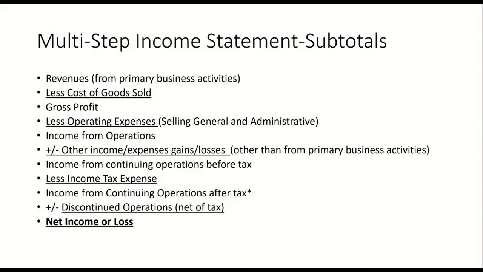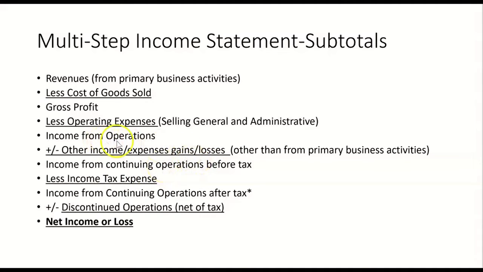So on the exam, you've got to be familiar with the multi-step income statement format, where there's a lot of subtotals. The first subtotal you see here is after revenues less cost of goods sold, there's a gross profit subtotal. Then after you subtract operating expenses from gross profit, there's an income from operations subtotal. And then from income from operations, we would add or subtract other income or expenses, gains or losses, and that would bring about another subtotal known as income from continuing operations before tax.